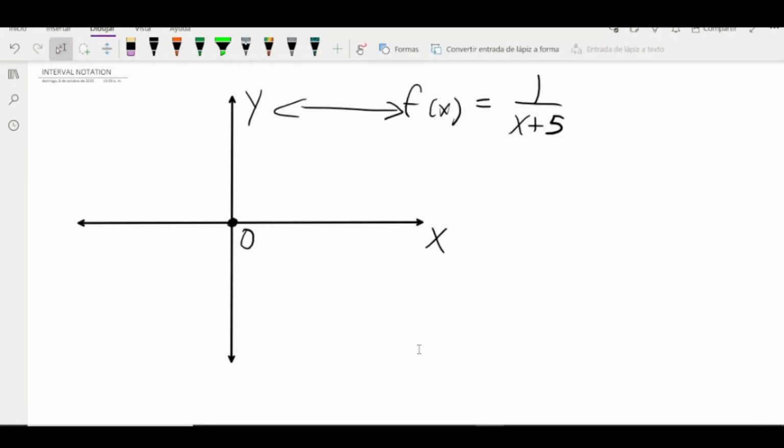Hello, good day. Well, for today we are going to check something related to precalculus. The name of this topic is interval notation. And well, what is the idea about this?